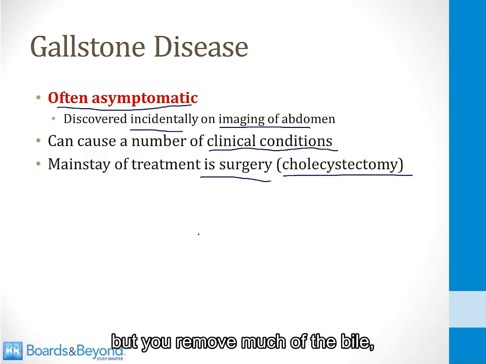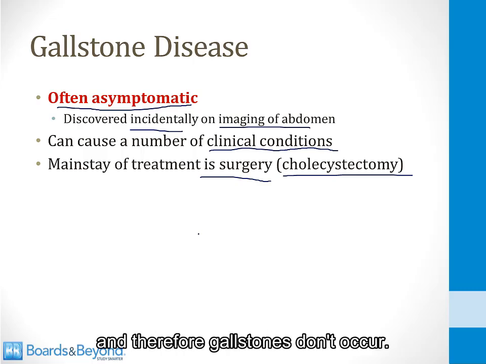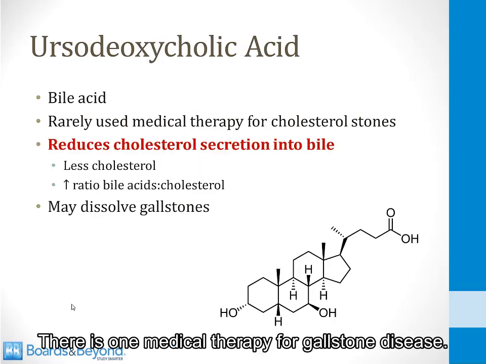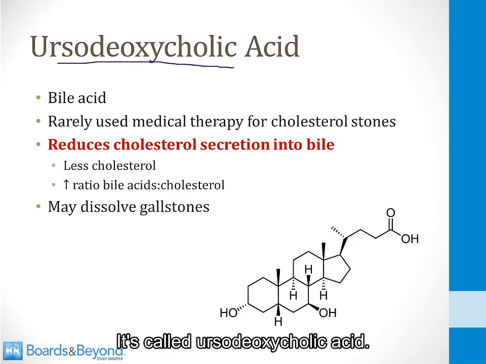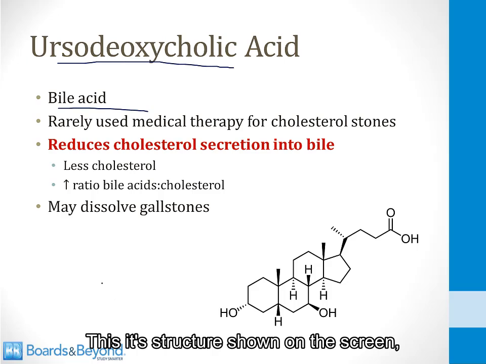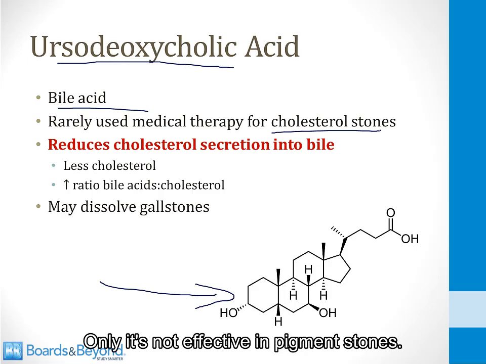remove much of the bile, which is the source of the bilirubin and cholesterol that leads to gallstones, and therefore gallstones don't occur. There is one medical therapy for gallstone disease. It's not particularly effective and it's rarely used. It's called ursodeoxycholic acid. It's a bile acid. This is its structure shown on the screen, and it can be used as medical therapy for cholesterol stones only. It's not effective in pigment stones.